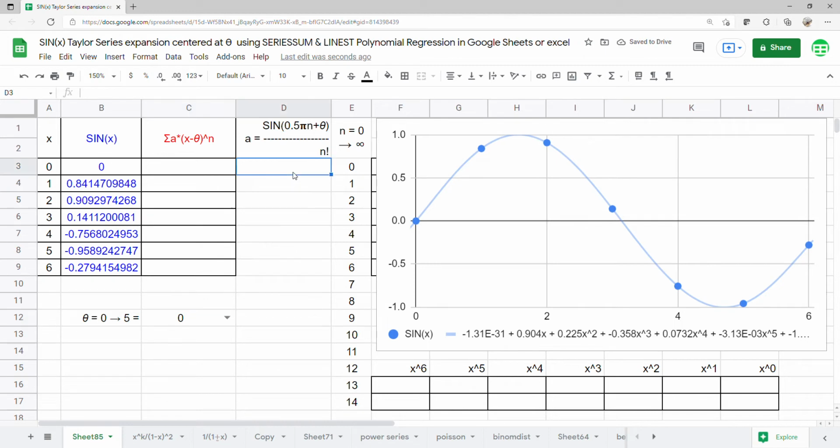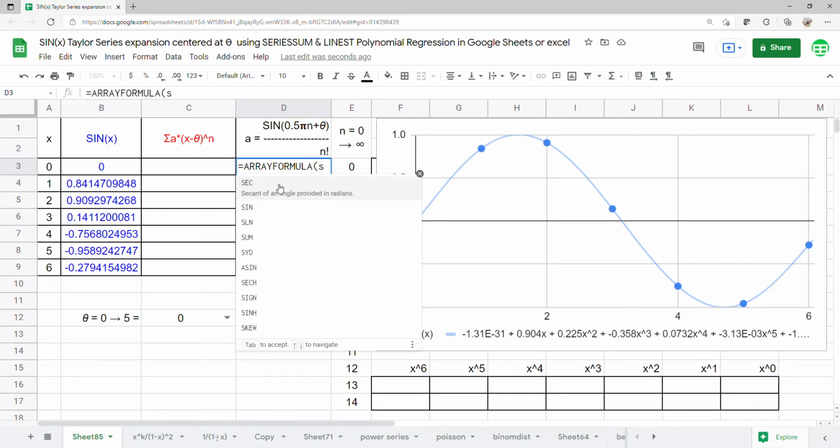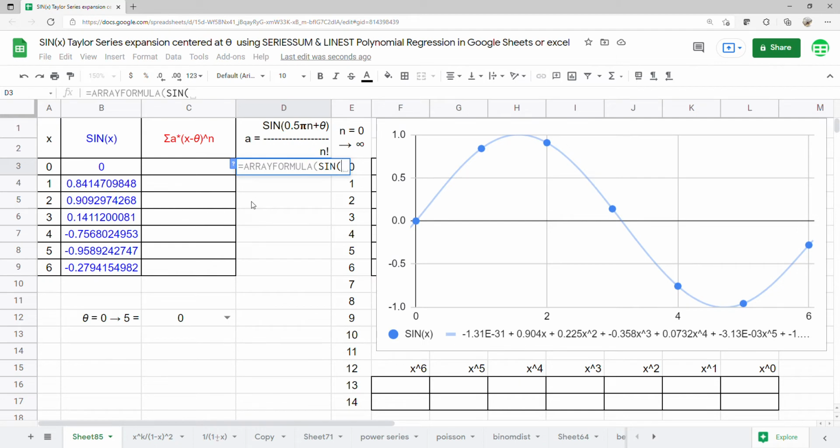Next, we continue the Taylor series, the expansion coefficient. This is array formula, sine of 0.5 times pi times n. This is a value for n. Plus theta. For now, our theta is 0. So here we have alternating values of -1, 0, and 1.